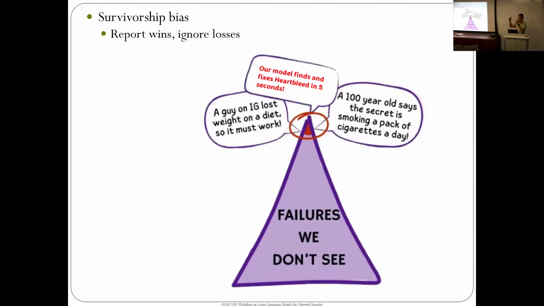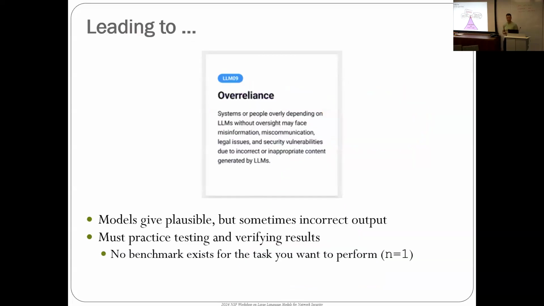And so when someone says, oh, our model finds and fixes Heartbleed in 5 seconds, realize that for everything else, like you had mentioned, it probably doesn't work. Most likely it only works on that particular case because you spent the time to make it work on that particular case. This is a preview of OWASP's top 10 LLM vulnerabilities. Number 9 is over-reliance. The models are giving you plausible, but sometimes incorrect output. So it's really important that we train future engineers to verify and test the results over and over again.